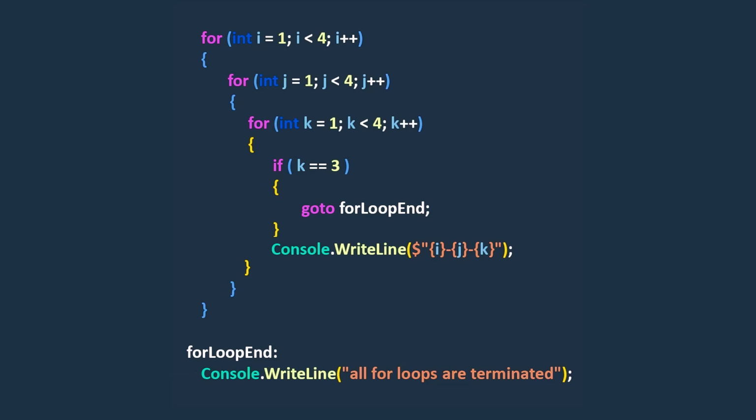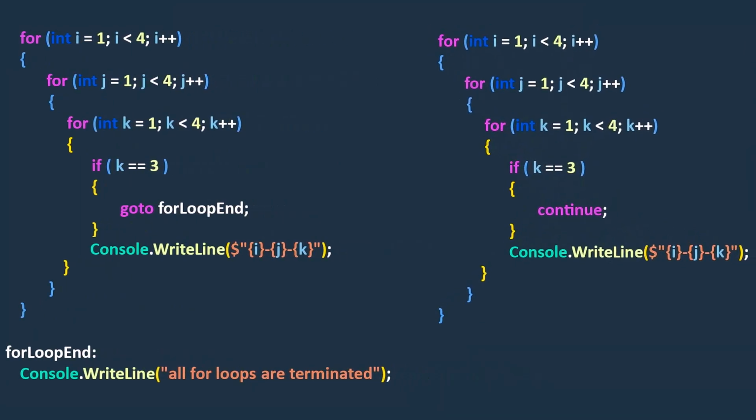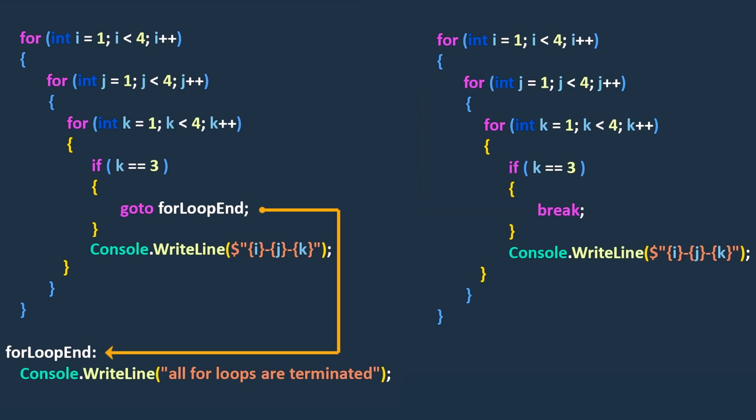As you can see, the goto statement is different from continue and break statements. While continue ends the current iteration and moves to the next one, and break terminates only the nearest loop, goto can terminate all nested loops at once.